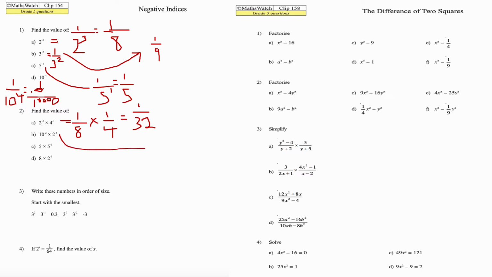The next one, guys, 10 to the minus 2 times 2 to the minus 4. Well, 10 to the minus 2 is 1 over 10 squared, which is 1 over 100. 2 to the minus 4 is 1 over 2 to the 4, which is 1 over 16. So the answer that we get, guys, is 1 over 1,600.